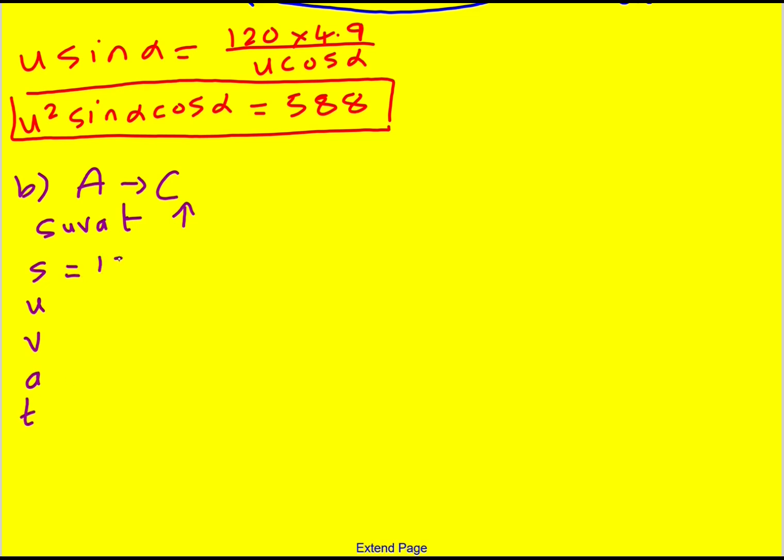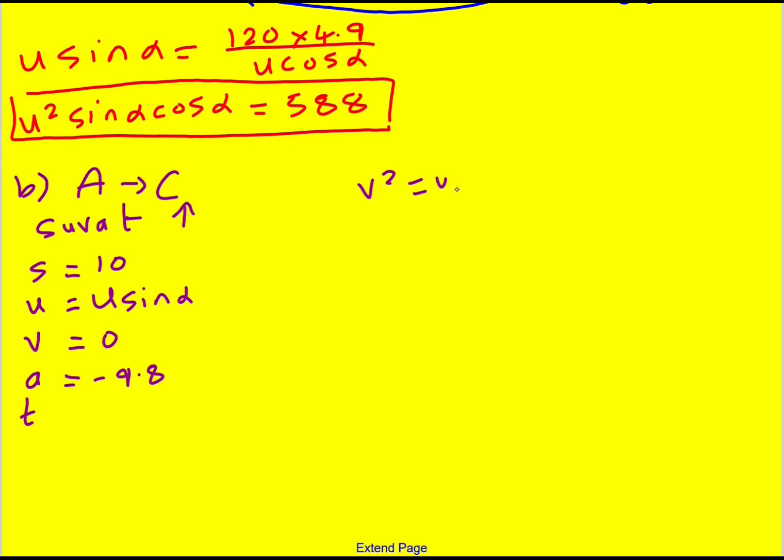So s is equal to 10. u is still u sine alpha, but now we know that v is going to be 0. a is then still minus 9.8. I'm going to go through this in a couple of different ways. First up, this is how I did it. I decided to link the four that I know. I don't know what u or sine alpha is, but that's what I decided to go with.